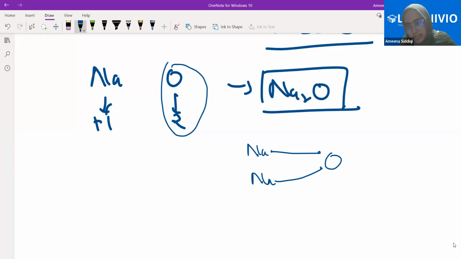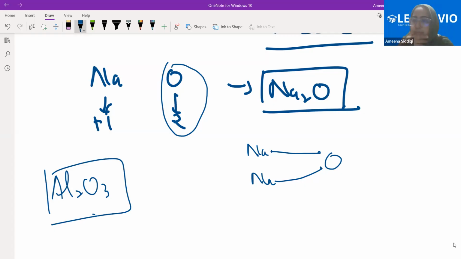Are you able to understand this? If I say I have 8 molecules of sodium oxide, how many sodium atoms will I have in total? 16. Very good. And how many oxygen atoms will I have in those 8 molecules of sodium oxide? 8. That means for every one atom of oxygen, we have 2 sodium atoms. Is it understood?